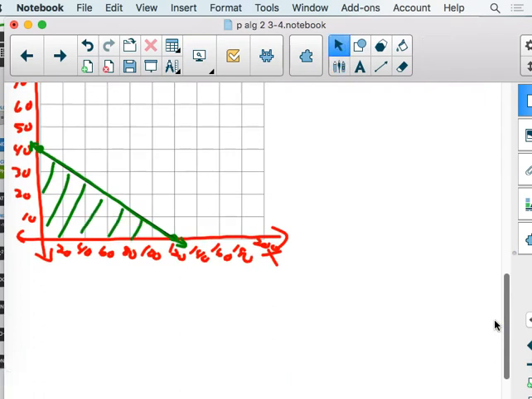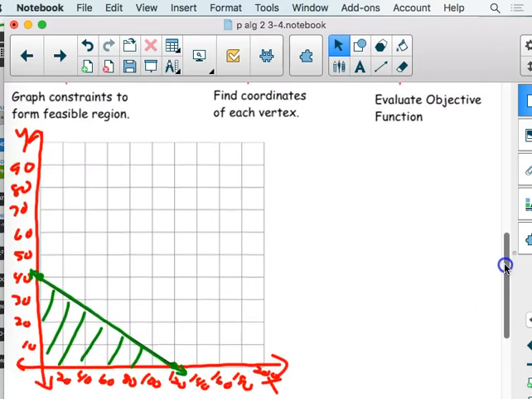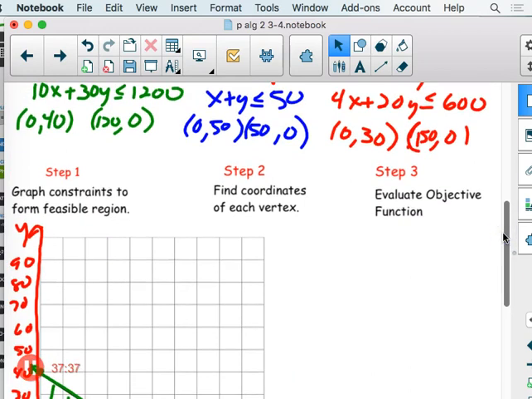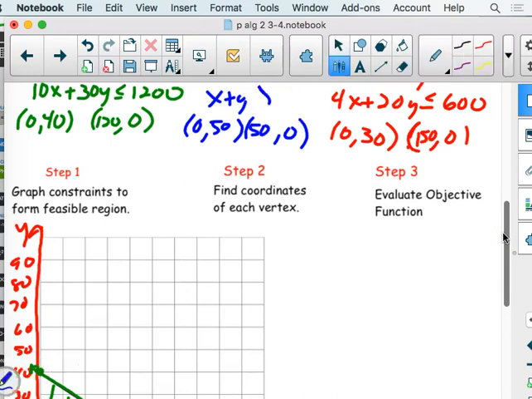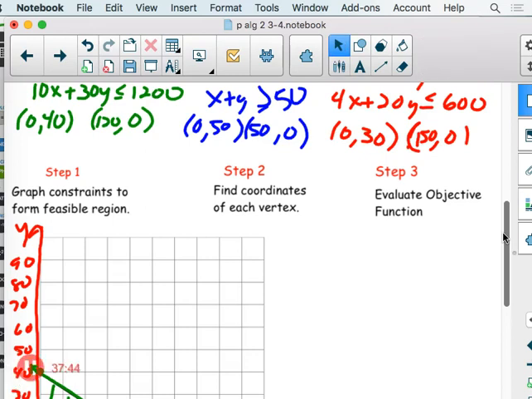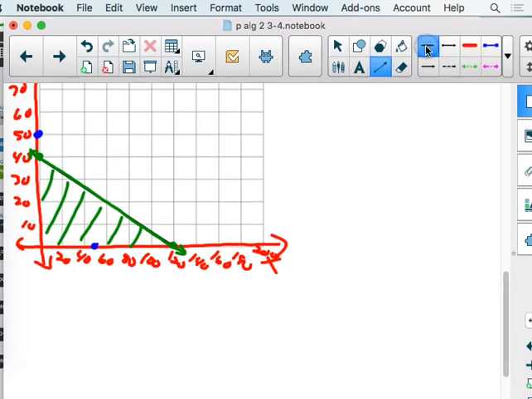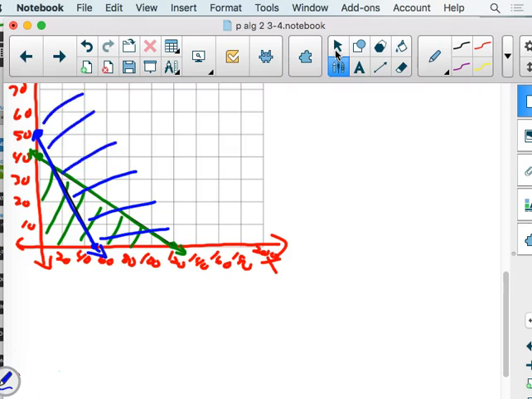Now I'm switching colors. The blue one, that was about how many you wanted to be able to sell. Oh, and that was bigger than, so 0, 50, and 50, 0. But that one was at least 50. So we didn't want 0, 0. We wanted at least 50. That's going off this way. Shade.